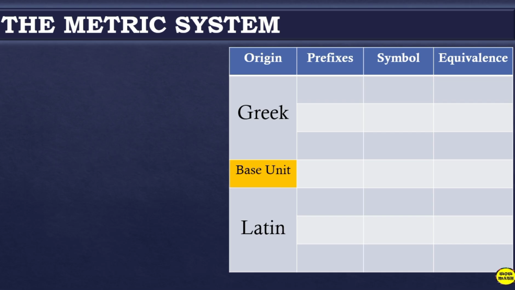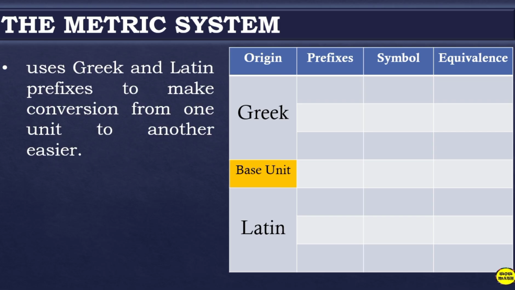Alright, so look at the table. So I have here the origin, the prefixes, the symbol, and equivalence. So kung napanood nyo po yung ating introduction sa ating measurement, sana na-familiarize kayo dito sa mga terms na to. Okay? So the metric system uses Greek and Latin prefixes to make conversion from one unit to another easier. So gumagamit tayo actually ngayon kasi ginagamit rin natin ng metric system eh. So we are actually using the Greek and Latin prefixes.